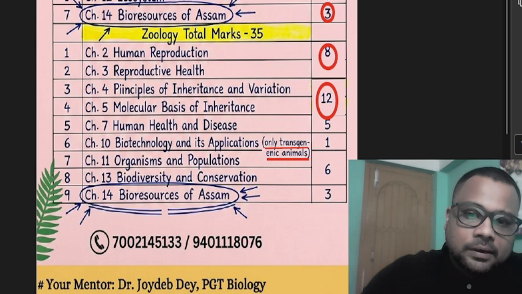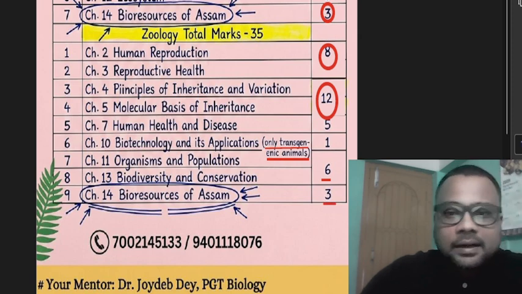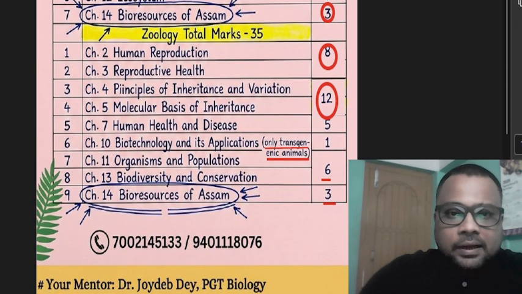Now, then comes your organism and population and biodiversity. These two chapters in combination will give you 6 marks. Okay. Now, another important thing is that chapter 14, which was Bioresources of Assam, and again I am telling it specific to Assam State Board syllabus. From here, in the zoology section also, you are going to get 3 marks, right? So analyze this.